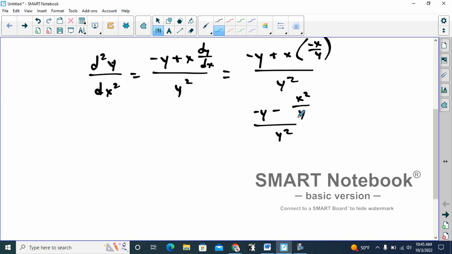We don't want a complex fraction. We don't want a fraction within a fraction in our answer here. So we probably should simplify some more. We can do that by multiplying the top by y so that it cancels out this denominator. If I multiply the top by y, I have to multiply the bottom by y as well. And we can distribute this y.